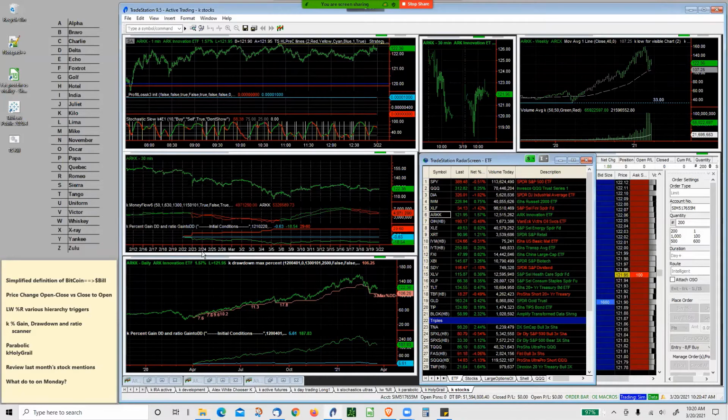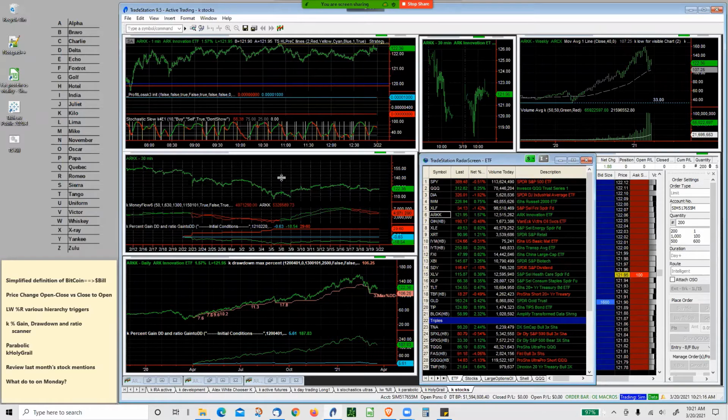Well, there's another group in the San Diego area, Rancho Bernardo, that's what I call them. They have several guys saying what you really want to do is find out what the gain is divided by the drawdown. So I created an indicator here. It's called K% gain drawdown, the gain to drawdown ratio.